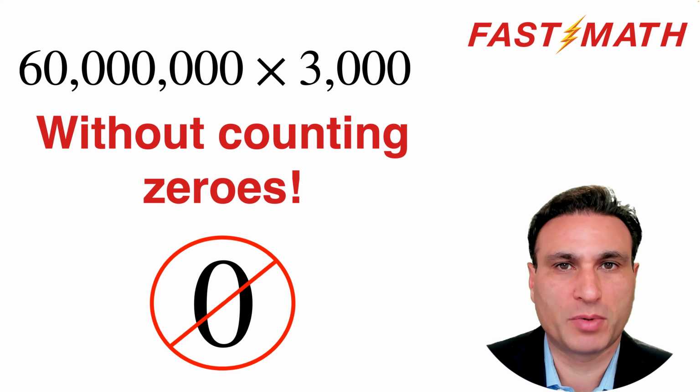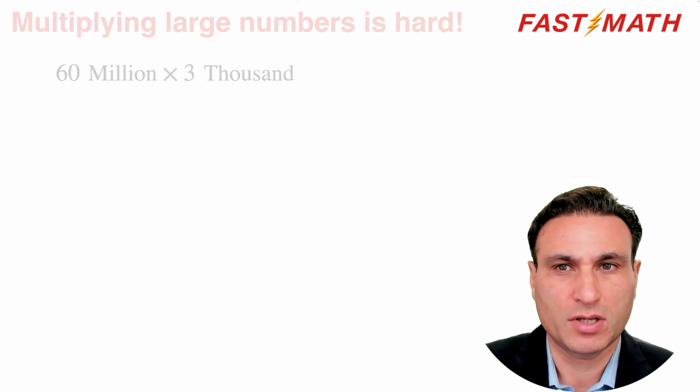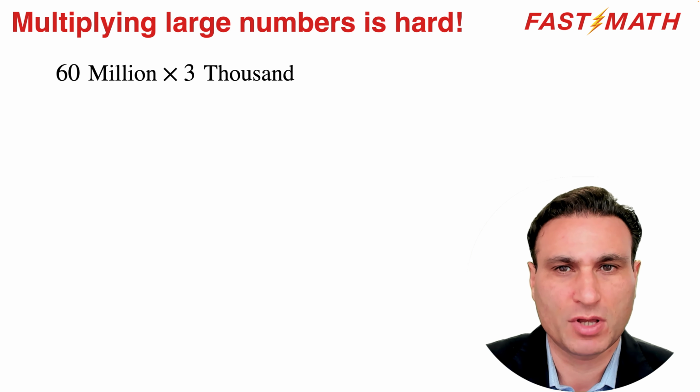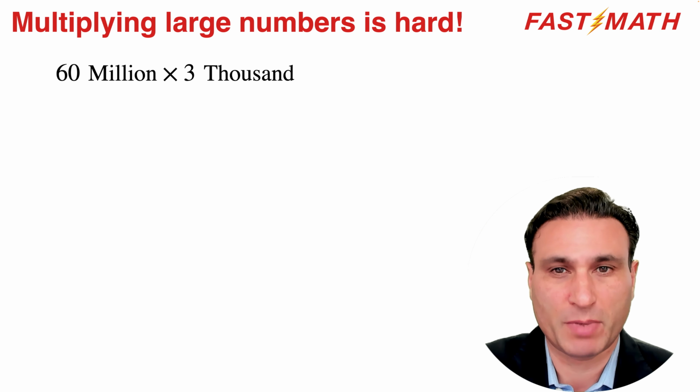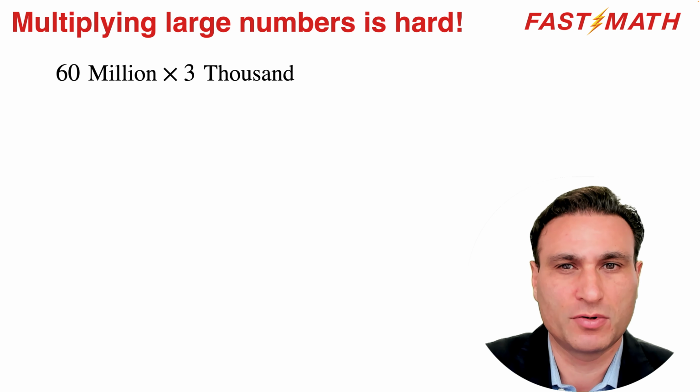I'm going to show you how to multiply large numbers mentally without counting zeros. Take the calculation 60 million times 3,000. Most people calculate this by counting zeros, and they need pen and paper to do so. But there's a much faster and simpler way.